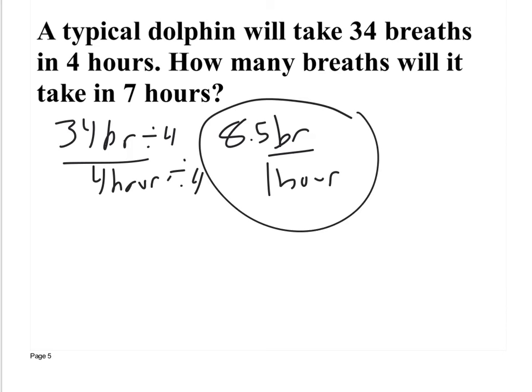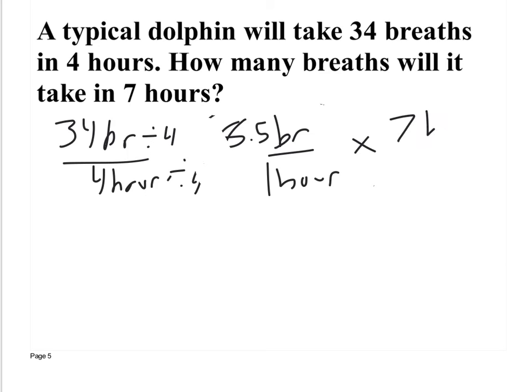Is it okay if we put it as a fraction? Which is not the answer though. Okay, some of you will just stop right there, which you're not supposed to. Now what we do is we times this by 7 hours. Once we take 8.5 breaths per hour and we times it by 7 hours, you see here I have hours on the opposite sides. They cancel out. So the only unit I have left is breaths, which is what they want.